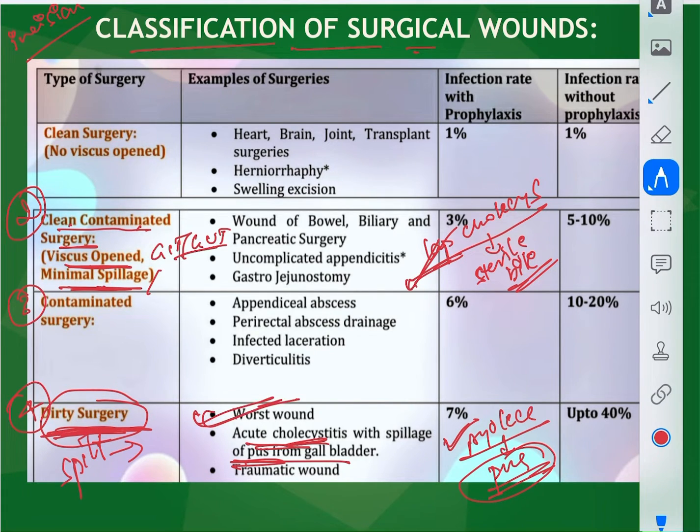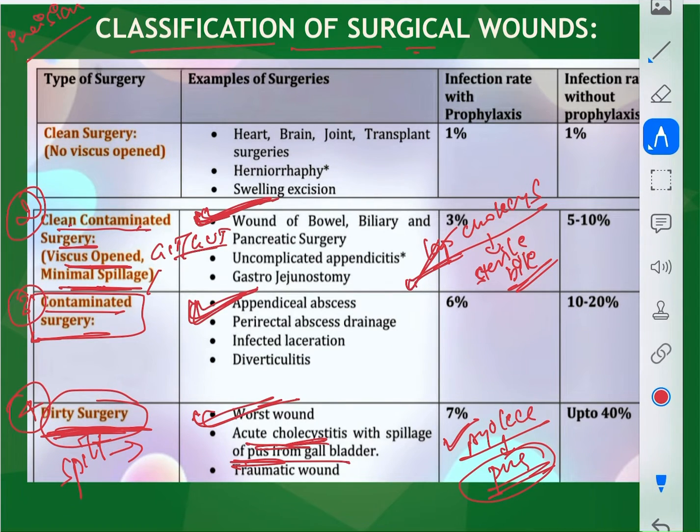Then the contaminated surgery. What is contaminated surgery? Contaminated surgery is when you are performing surgery on an appendiceal abscess. The abscess is already formed and then you are operating on it. Here the abscess is not formed; there is no abscess here, it's the normal organs. Here now the abscess has been formed. Here the patient has already come with the abscess.